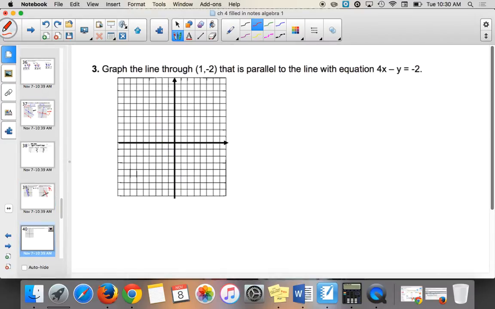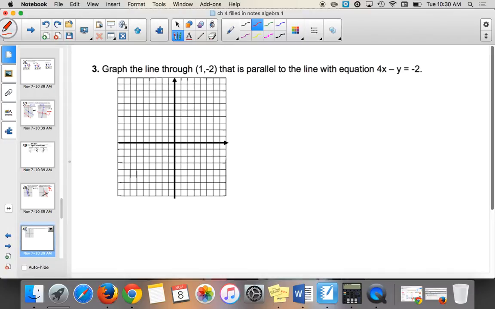All right, feeling pretty good about this? Yep. All right, so graph the line through 1, negative 2 that's parallel to the line with the equation 4x minus y equals negative 2. So now it's not set up in the same way. When I look at 4x minus y equals negative 2, I can't say, oh, the slope is 4, right? I don't know what the slope is. The slope actually is 4 in this one, but you can't identify the slope in this form. Why?